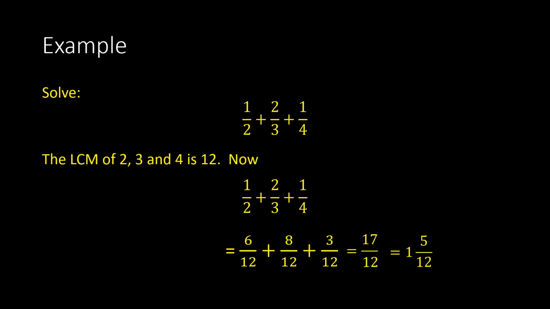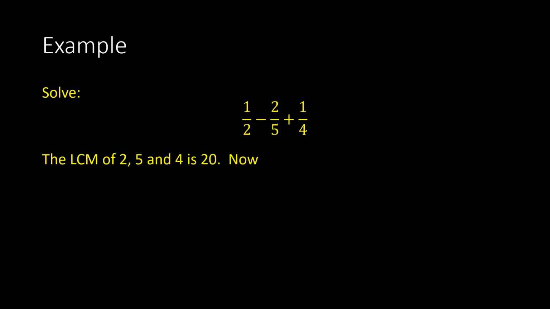Now let's take a look at another example. Let's find this. As before, we need to convert the fractions so the denominators are the same. The denominators are 2, 5 and 4. The LCM of 2, 5 and 4 is 20. So the denominator of each fraction must be converted to 20.